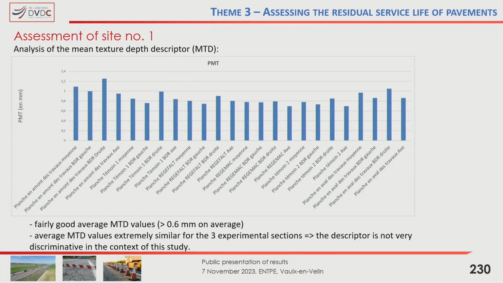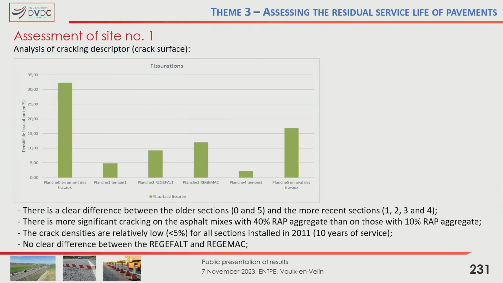After that, we looked at the macro texture. And here, once again, we were able to observe pretty much the same thing. You can see that on the extreme left and right end, there's a bit higher impact, but not as much as all of that. And for all the other sections, the values are pretty similar. The average MTV values are reasonable. And it doesn't look as though it's very discriminative in the context of this study.